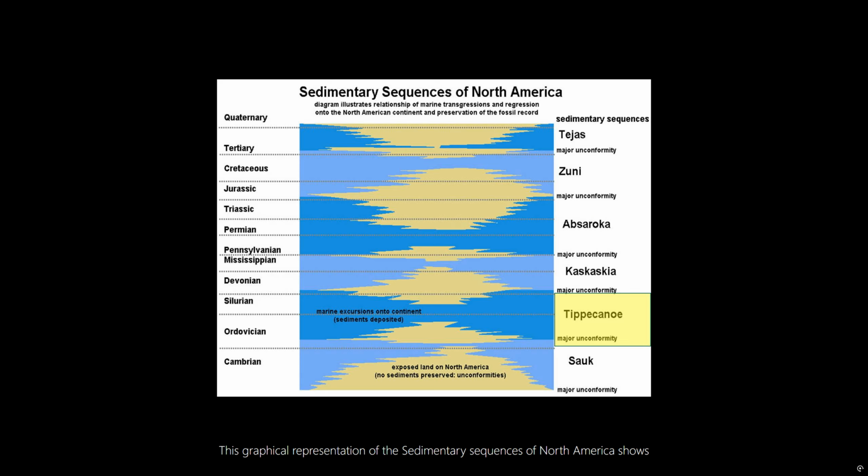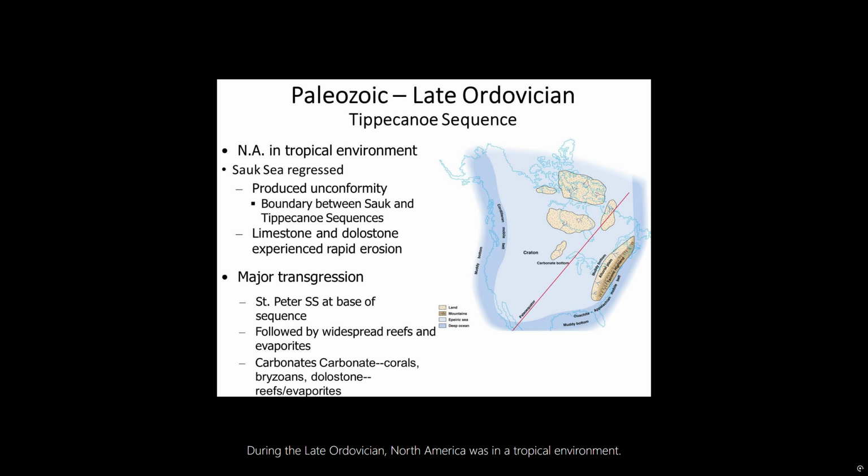This graphical representation of the sedimentary sequences of North America shows that during the Ordovician and Silurian, North America was experiencing the Tippecanoe sequence. During the late Ordovician, North America was in a tropical environment. As the Sauk Sea regressed to create the boundary between the Sauk and Tippecanoe sequences, the limestone and dolostone that had been deposited in the shallow Sauk Sea began to rapidly weather and erode. As the Tippecanoe transgression started, North America experienced deposition of very clean sandstone at the base of the sequence.